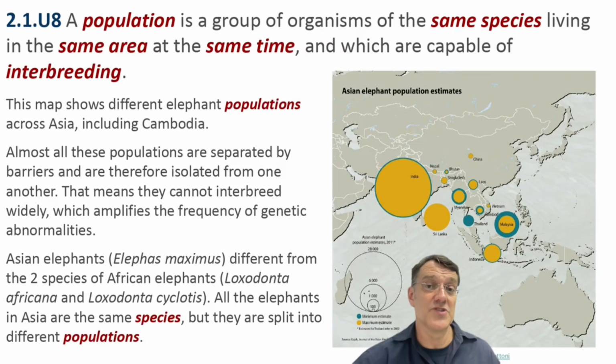Similarly, this map shows different Asian elephant populations across the continent. These populations are largely isolated from one another by geographic barriers and human development, and this also prevents genetic exchange. This isolation can amplify genetic abnormalities due to limited gene flow. While all Asian elephants belong to the same species, Elephas maximus, they are divided into separate populations that rarely interbreed. And it should be pointed out that Asian elephants and African elephants are two different species.